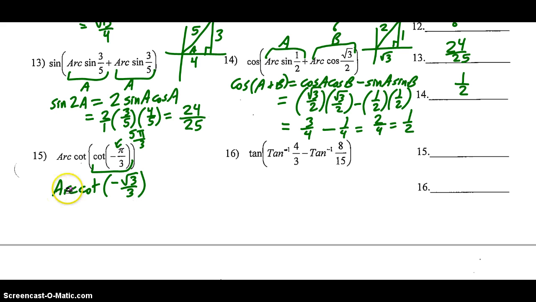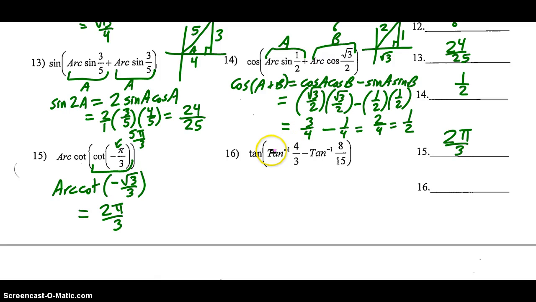Now, here's the deal. Arc cotangent is in what quadrants? Well, arc cotangent is between quadrants 1, which is not obviously happening here because this is negative, can't be in quadrant 1, and 2. So it has to be quadrant 2. So I want to know what angle in quadrant 2 has a cotangent of negative radical 3 over 3. And that happens to be 2 pi over 3. Okay? Again, the temptation here is to want to put negative radical 3, but that won't work because cotangent's between 0 and pi. Alright. This is probably the last one for this particular video.